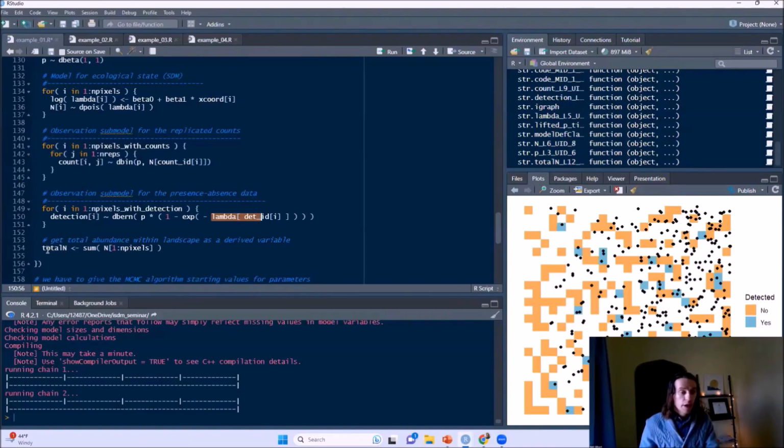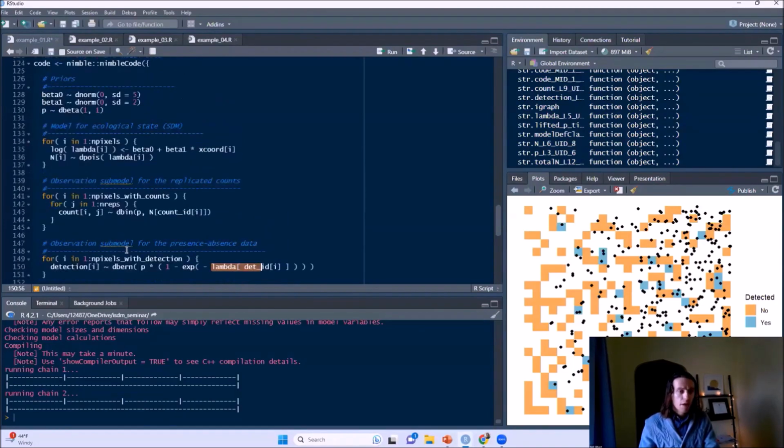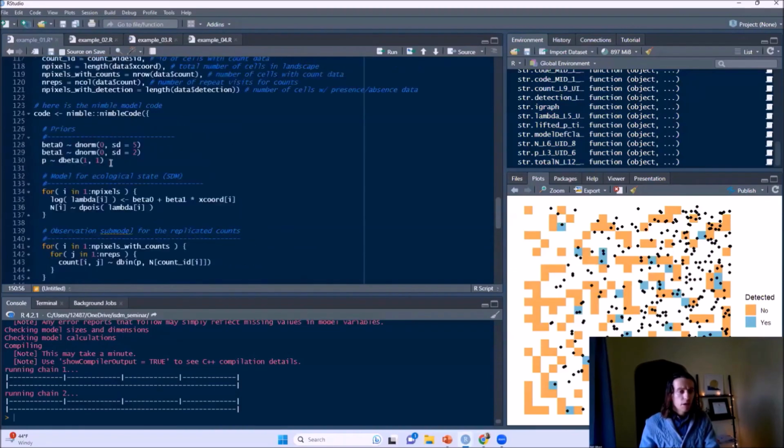So then last of all, we could estimate the total abundance within this landscape by summing up those abundances. And then I didn't mention it, but we've got priors up here for our parameters, and I'm using some sort of my default weakly informative priors there.